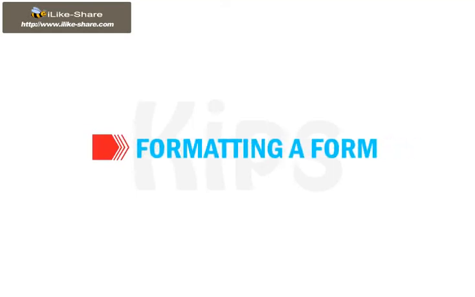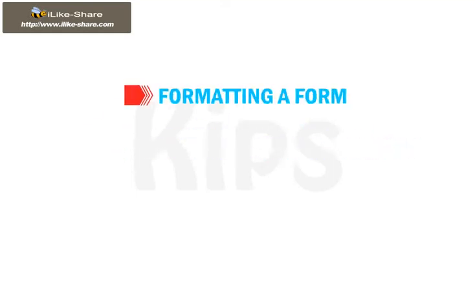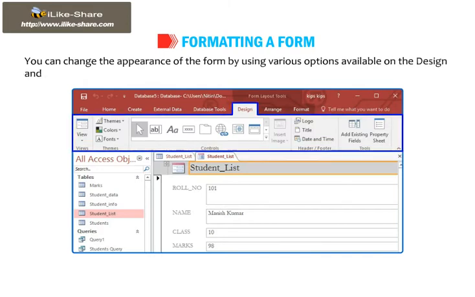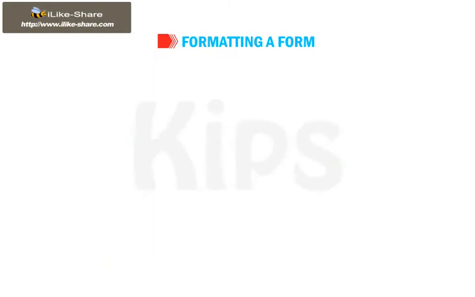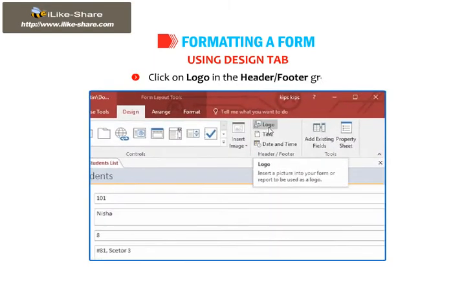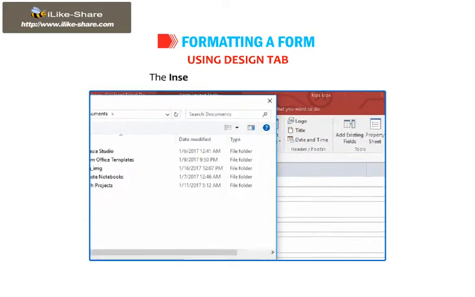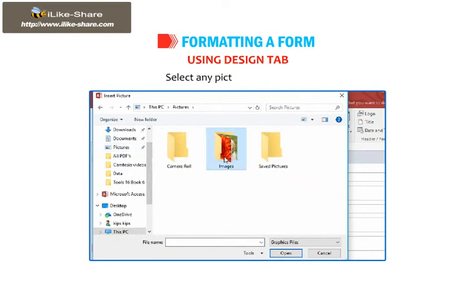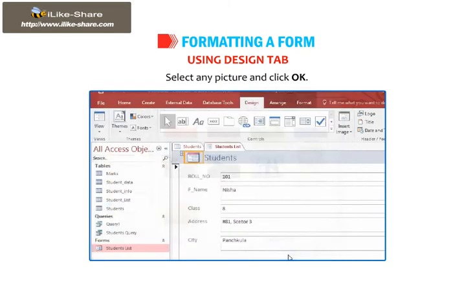Okay, now let us learn how to format a form. You can change the appearance of the form by using various options available on the Design and the Format tab. Using Design tab, click on Logo in the header or footer group. The Insert Picture dialog box appears. Select any picture and click OK.